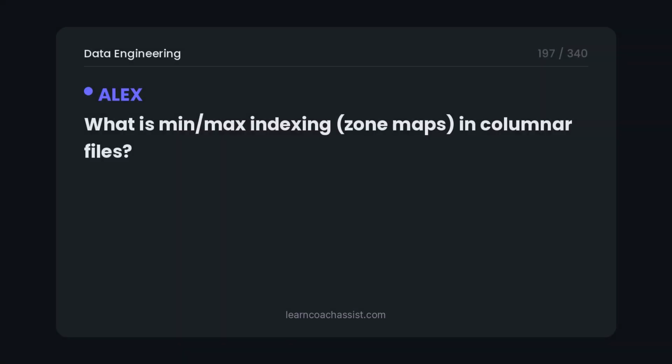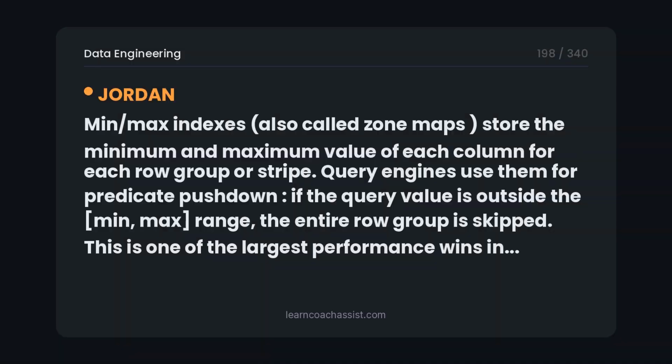What is min/max indexing, zone maps, in columnar files? Min/max indexes, also called zone maps, store the minimum and maximum value of each column for each row group or stripe. Query engines use them for predicate pushdown. If the query value is outside the min/max range, the entire row group is skipped. This is one of the largest performance wins in columnar file formats.